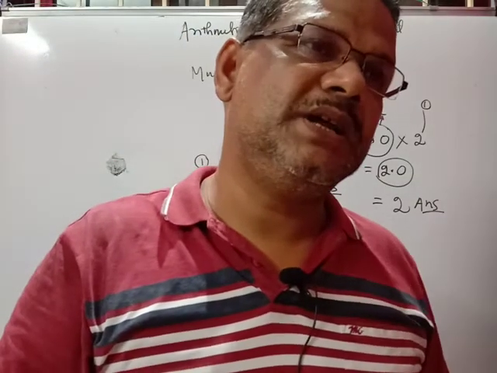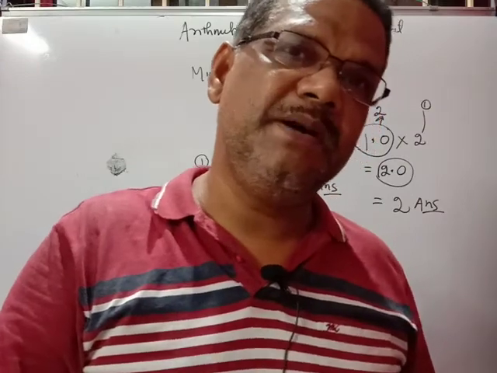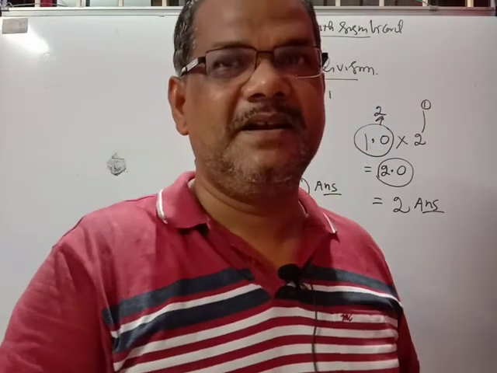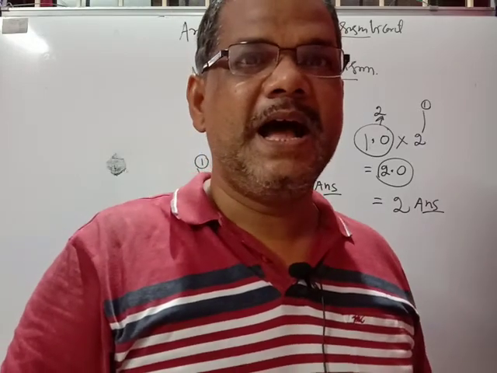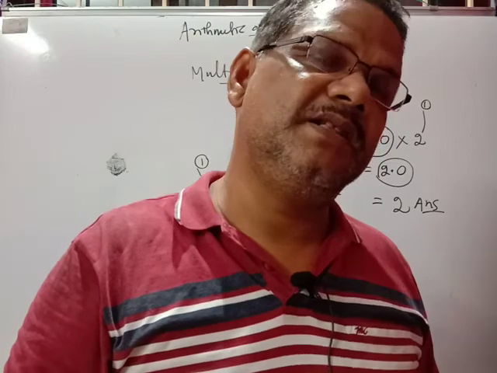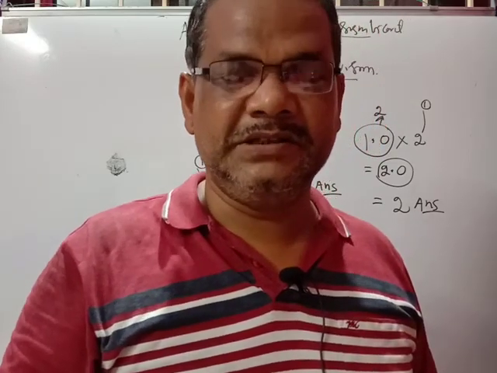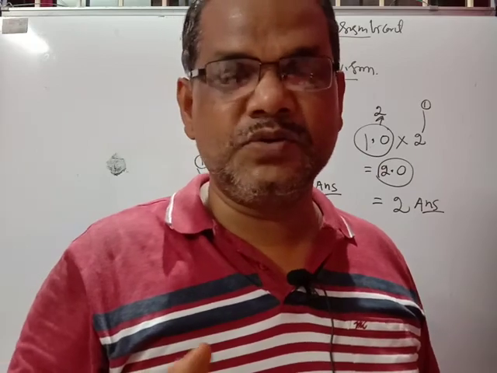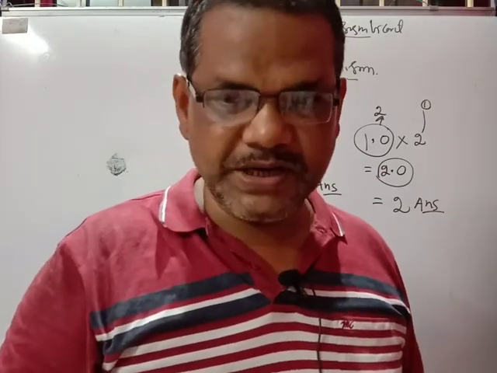What I told you is that in case of addition and subtraction, the result will attain the minimum number of digits after the decimal point. And in case of multiplication and division, the result should attain the minimum number of significant figures used in that calculation. Thank you.